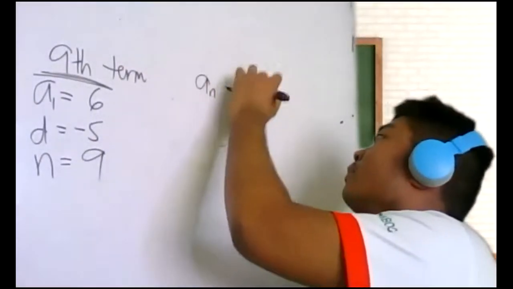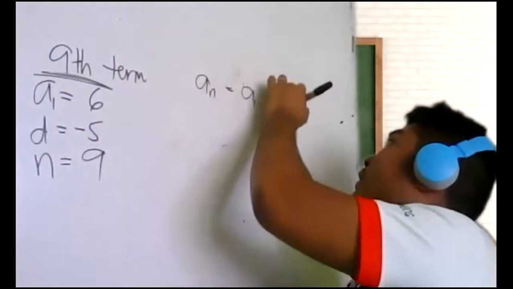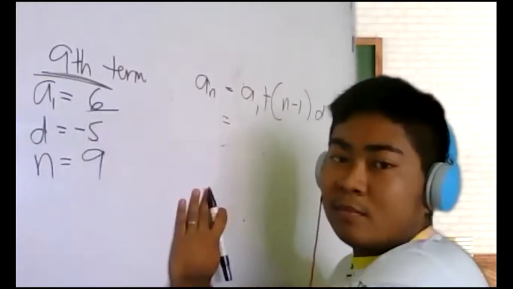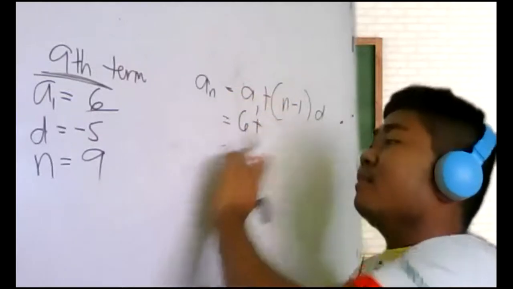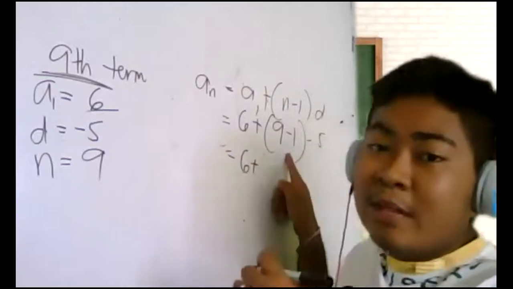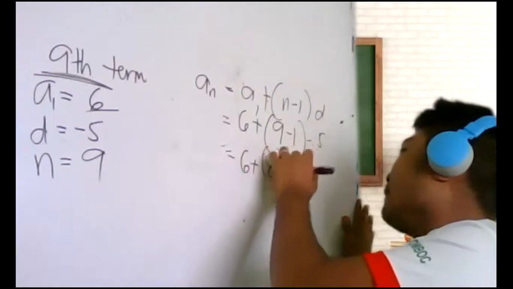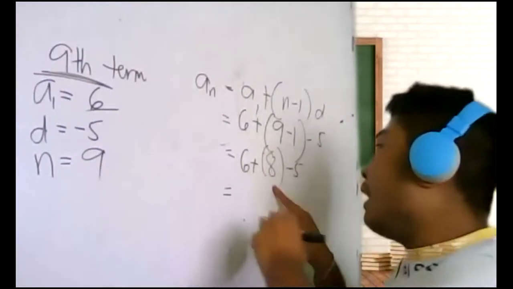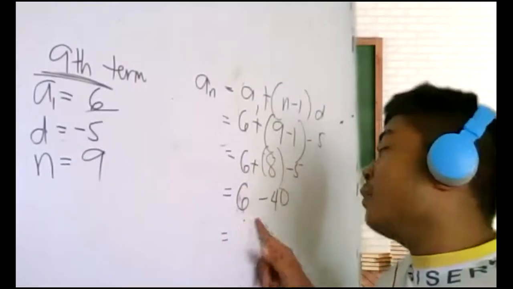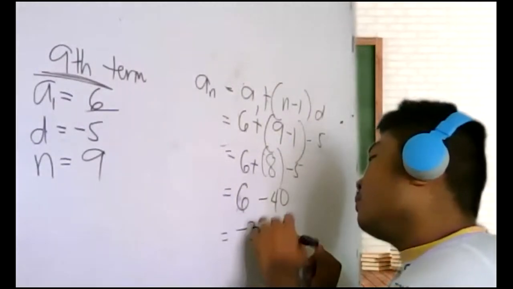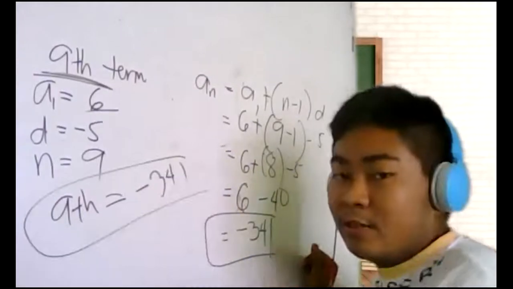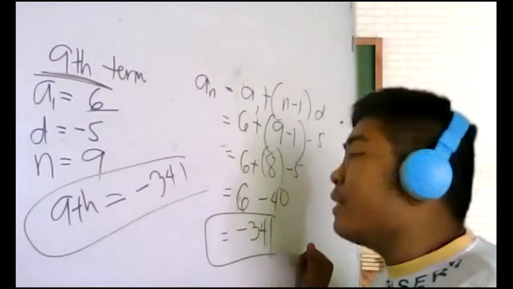So, using the formula, we have a_n is equal to a_1 plus (n minus 1) times the difference. We have 6 plus (9 minus 1) times the difference, which is negative 5. So 6 plus 8 times negative 5. Therefore, 8 times negative 5, we have negative 40. So, 6 minus 40, we have negative 34. So, therefore, ang 9th term natin is negative 34. We therefore conclude that the 9th term is negative 34.